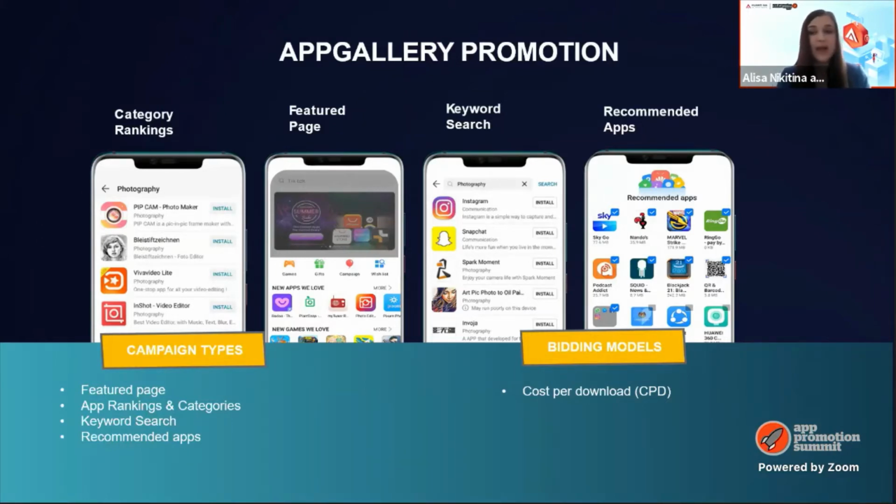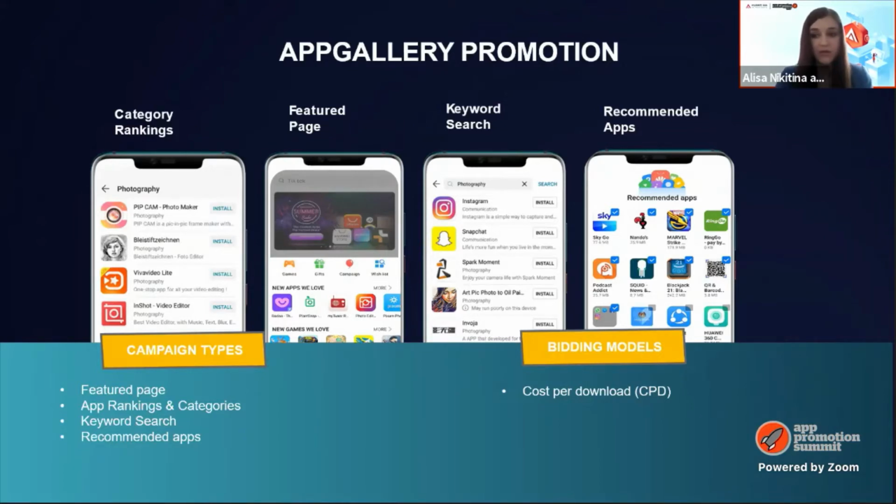Basically, besides organic promotion that you see on App Gallery, an app developer can appear on App Gallery as part of 4 placements: featured page, app ranking and categories, keyword search, that's when a user is looking for keywords on the App Gallery search, and recommended apps. All the bidding is cost per download, CPD. A little bit more about each type.